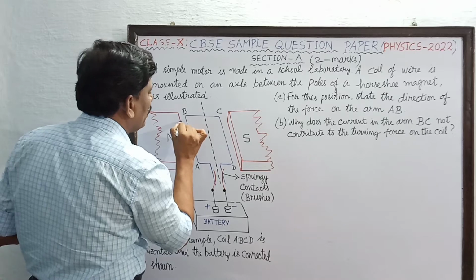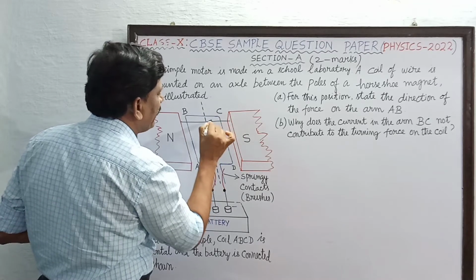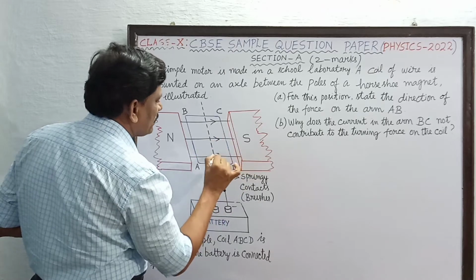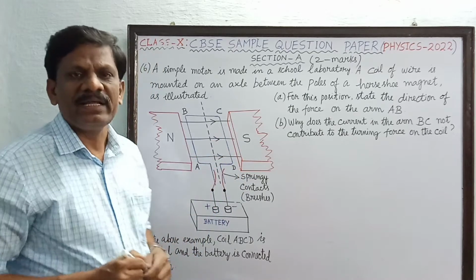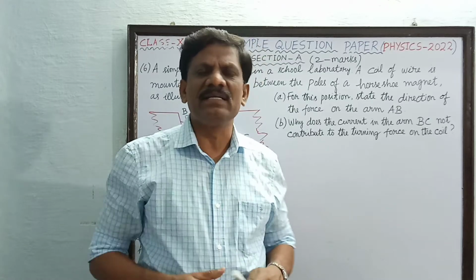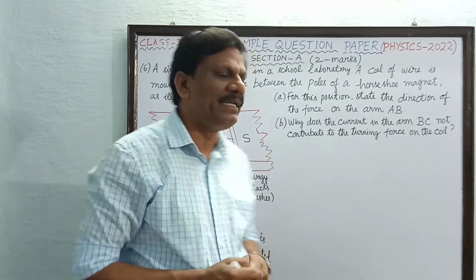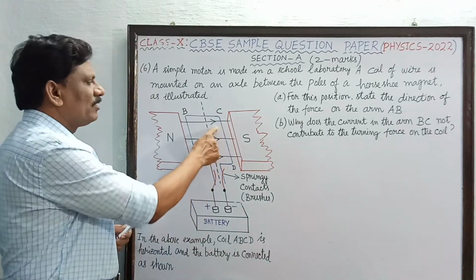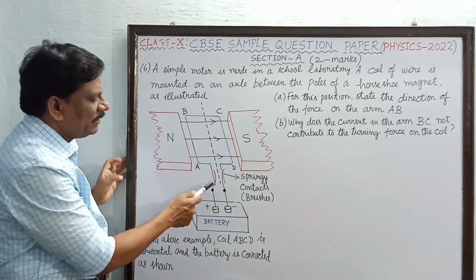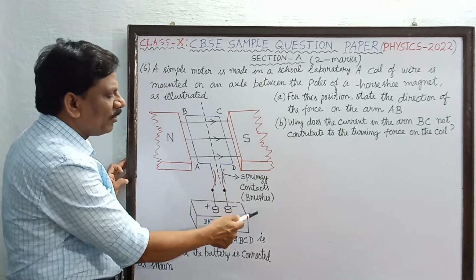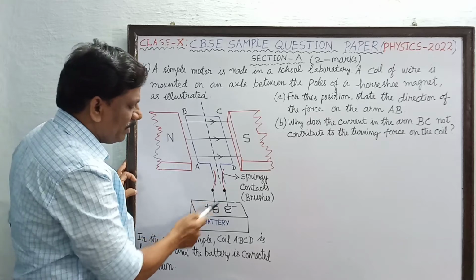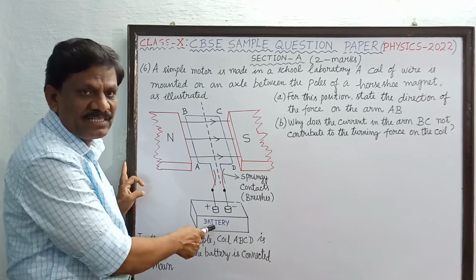So I am going to draw the direction of the magnetic lines of force. These are the directions of magnetic lines of force, that is magnetic flux. Or you can say this is the direction of the magnetic field itself. Now you can see that the springy contacts, namely the brushes, are connected to the positive and negative of a battery.